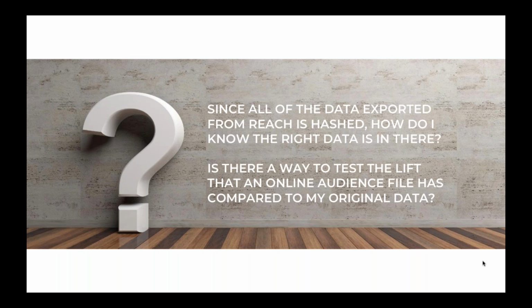All right, this is a 2-parter. Since all of the data exported from Reach is hashed, how do I know the right data is in there? And then, is there a way to test the lift that an online audience file has compared to my original data? Definitely. As Phil demonstrated in the demo there, we do provide an audience preview file that will give you a list of the companies, titles, departments, and an obfuscated email address to show you that we actually do have a record behind that hashed data.